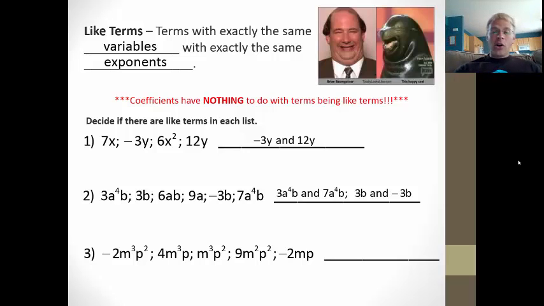exponents. Even though 9a has the same variable as the 3a to the 4th b, it is not a like term with that because it doesn't have all the same variables with the same exponents. It's got to be exactly the same. The seal and Kevin, not close enough.